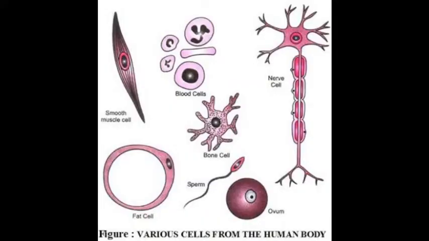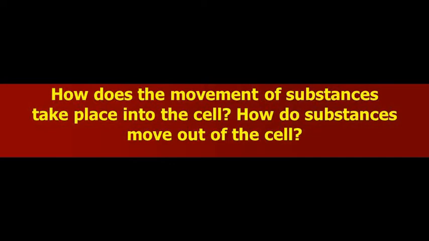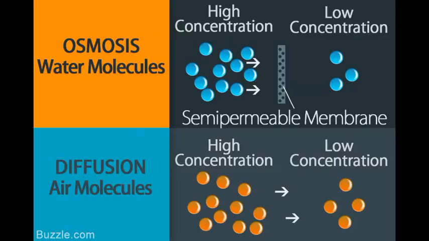Even a cell has different shapes. Cell membrane is the organelle which is responsible for giving the cells proper shape. How does the movement of substances take place into the cell? And how do substances move out of the cell? It is possible through diffusion and osmosis. Can we learn about diffusion and osmosis? Before that, we need to discuss concentration.